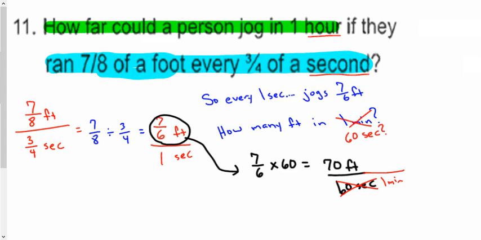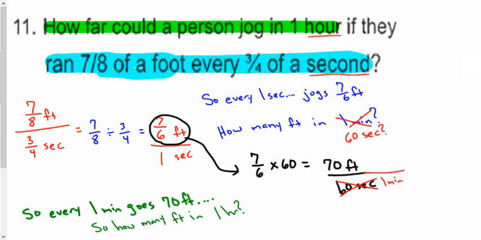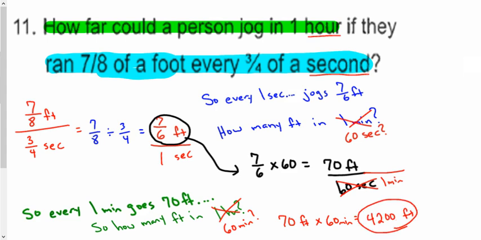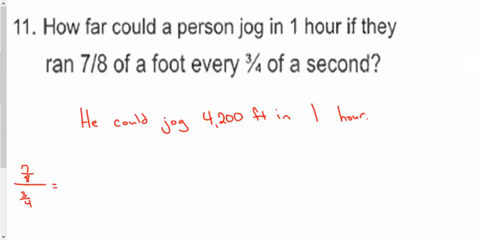Could I figure out how far he'd go in an hour? Well, sure I can, because if he goes 70 feet every 1 minute, then think of 1 hour as 60 minutes. So take that 70 feet and times it by 60, and we'd get 4,200 feet. So as a recap, he could jog 4,200 feet in 1 hour.